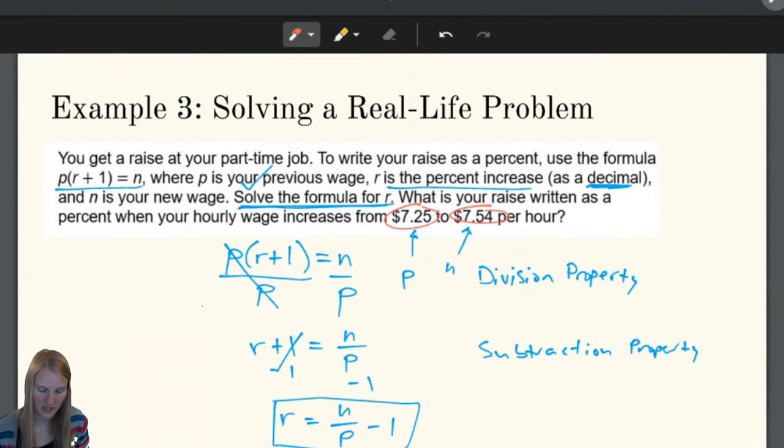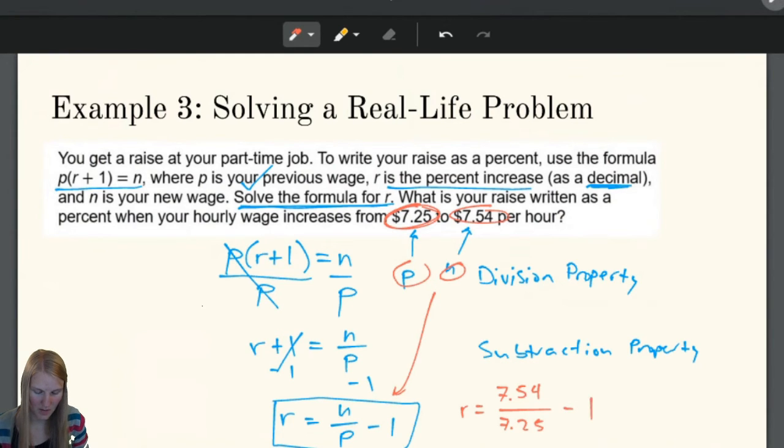We're going to take both of these things, and we're going to put them into this equation right here. So R equals N, or $7.54, divided by P, our previous wage, $7.25, minus 1. And this is 7.54 divided by 7.25. That is 1.04 minus 1, which is 0.04.